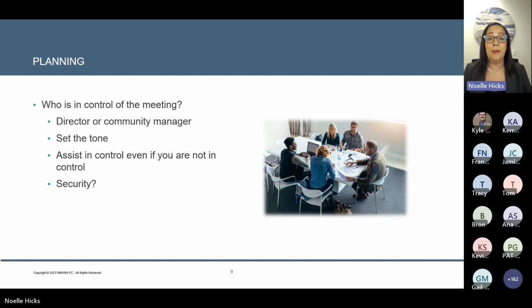We all know that sometimes board meetings can go off the rails. We all do our best to stick to the agendas that we prepare, but we can't control everything. So we all need to work together to make sure that we're keeping the meeting on track and keeping control over the meeting as best as we possibly can.